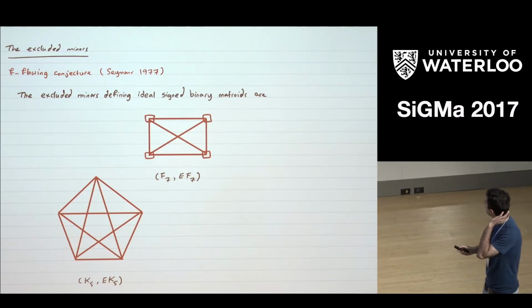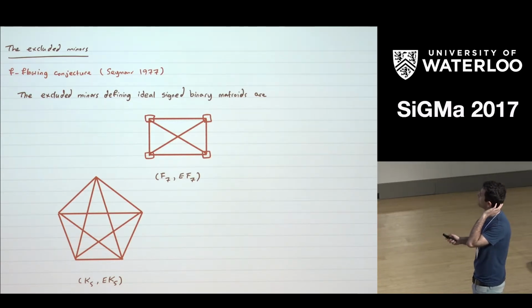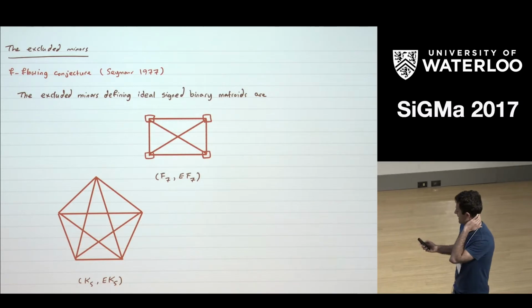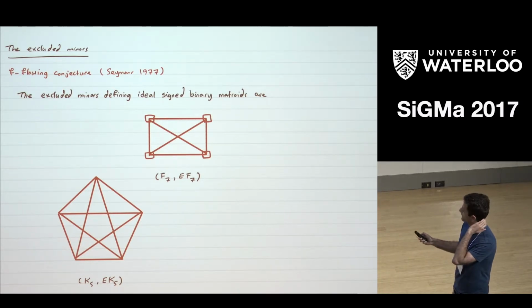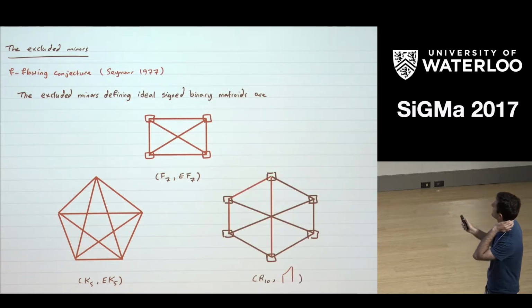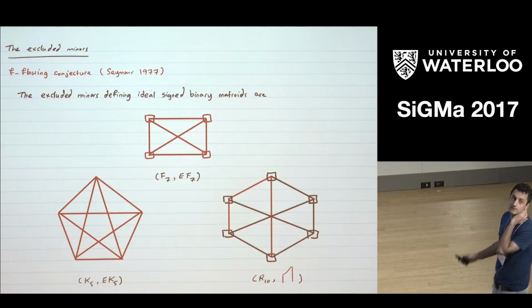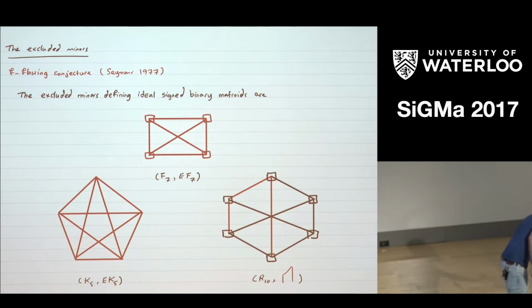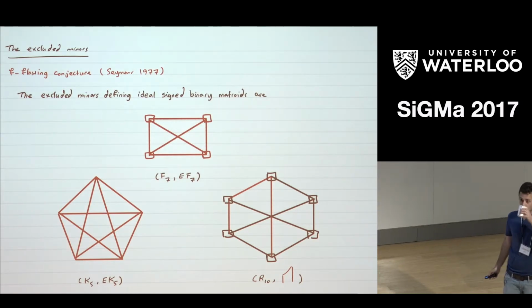The next excluded minor comes from graphs. You take K5, and then you sign every edge odd. That's another excluded minor. And the third one is the blocker of this guy. And the blocker of that is R10 with this signing, essentially. So these 3 edges are odd. Everything else, including the T set, is even. And that's the conjecture. Any questions so far?